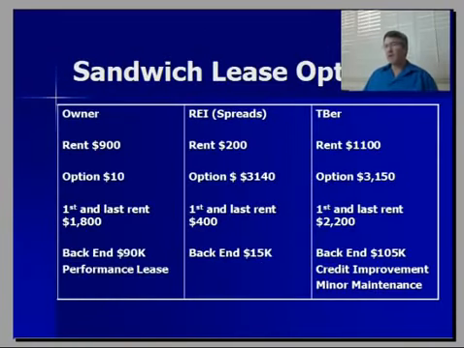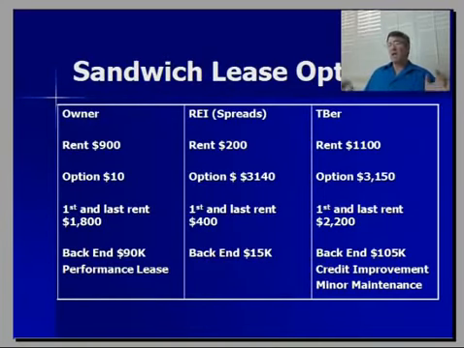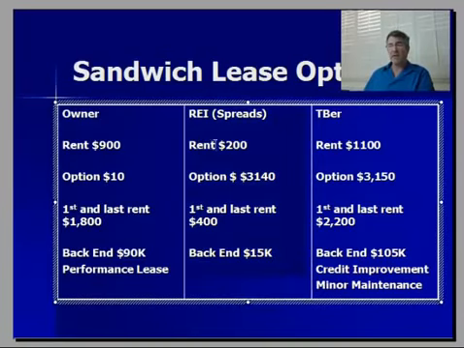So I'm going to show these 2 screens. I'm going to use a Sandwich Lease Option screen and a Lease Option Assignment screen. Sandwich Lease Option, you basically get the spreads between several things. One is the rent. So if you're getting $1,100 a month from the tenant buyer and you're paying $900 a month to the owner, then your spread is the $200.